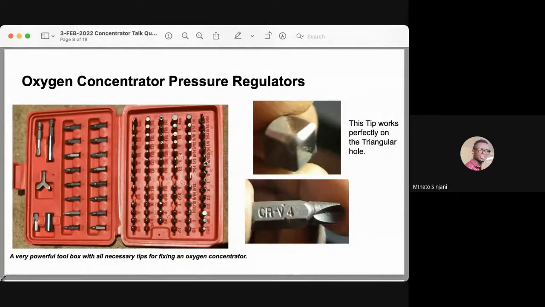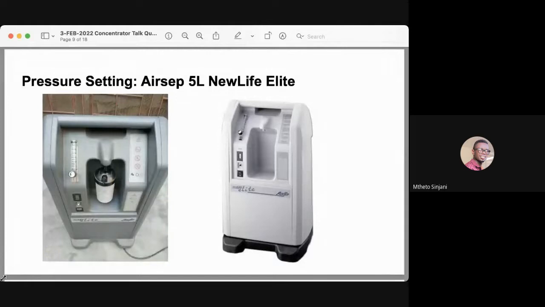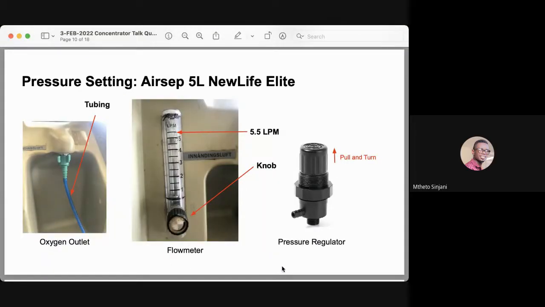Now I'm going to talk about adjusting pressure regulators on different models that we have worked on, starting with this Airsep 5-liter Newlife Elite. You need to use the following procedure to adjust the product regulator to 7 psi, which is 48 kilopascal. You need to disconnect the humidifier bottle, if you used it, and the tubing from the oxygen outlet, as you can see on the left.